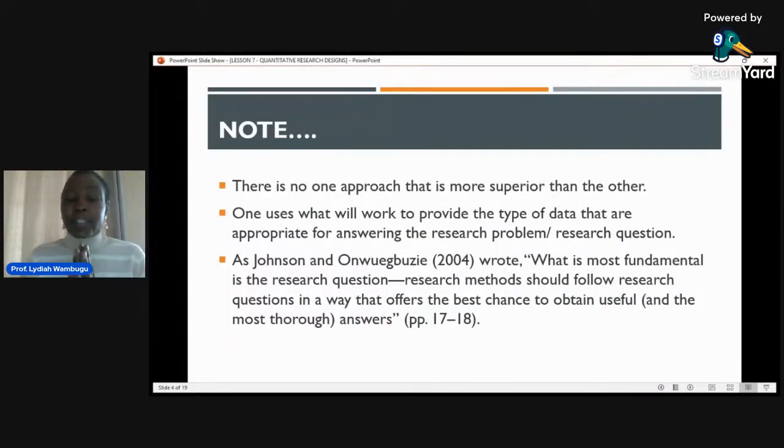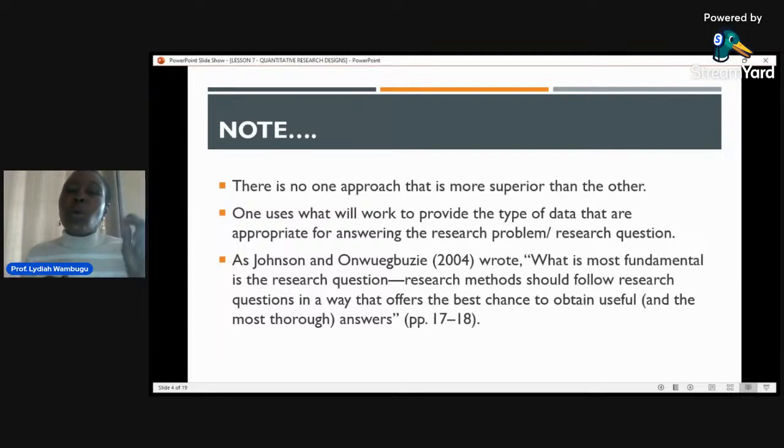Important to state again, just like we stated at the paradigms, there is no one approach that is more superior than the other. So don't imagine that by doing quantitative or qualitative, one is more superior than the other. Each one of them has got its own strength and limitations. The only thing that happens is that when you do a mixed method, you reduce the limitations of one as you increase the strength of the other. But there is none of the three, whether mixed or quantitative or qualitative, that we can say is more superior.